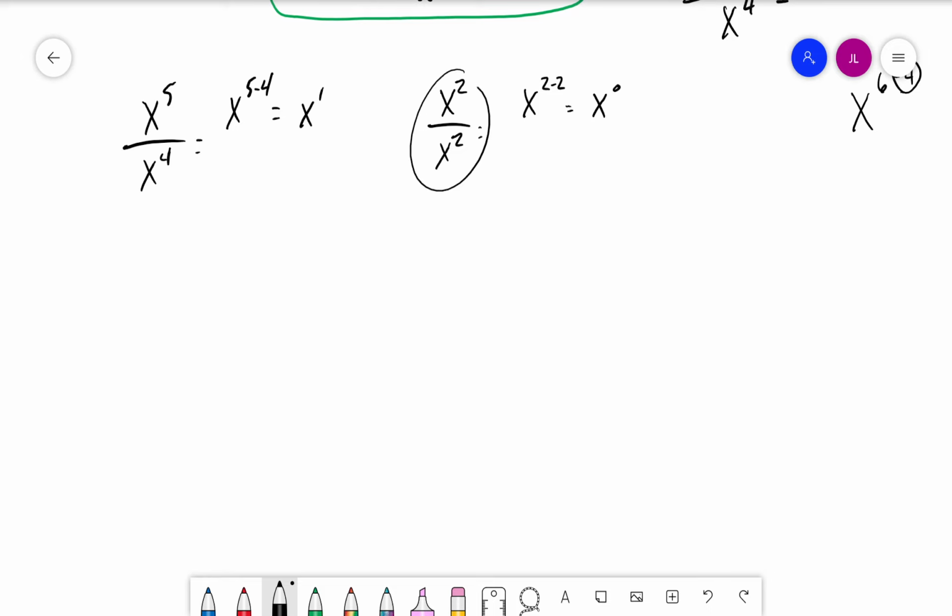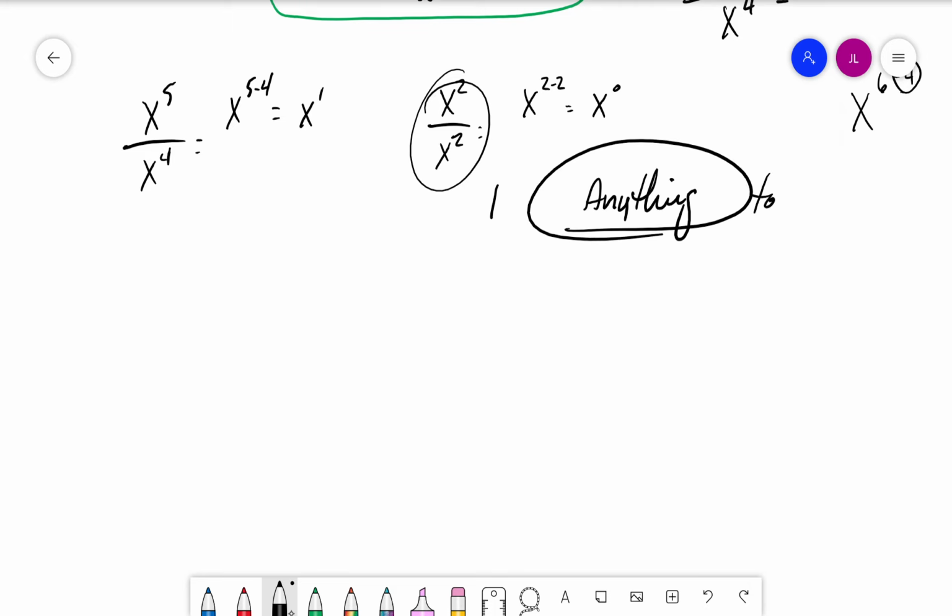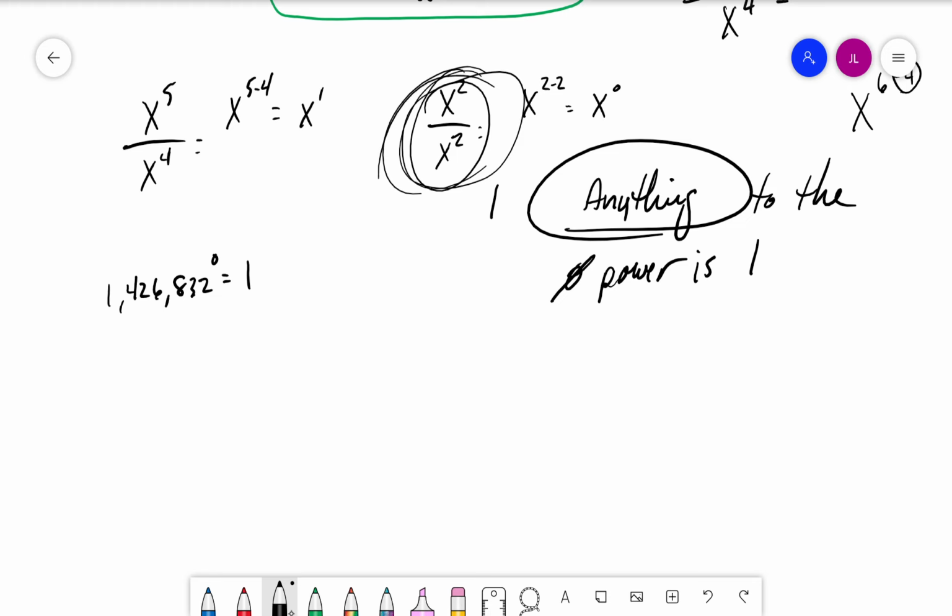And we know any number over itself is equal to 1. So basically what we're saying here is anything to the 0 power is 1. So we could take 1,426,832 to the 0 power, and it's equal to 1. And the main reason why this is true is the qualities that we have in the quotient rule for exponents.